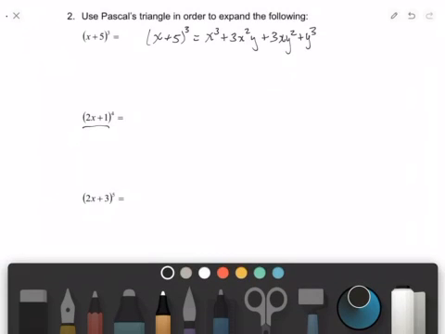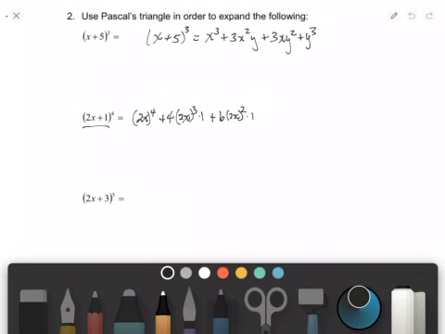So we know that the first thing is just going to be 2x to the fourth, that entire piece. And that was number 1. And then we're going to have plus 4 times 2x to the third, and we're going to have 1, that's it, times 1. So that's that 1 there. And then we're going to have plus 6 times 2x to the second.